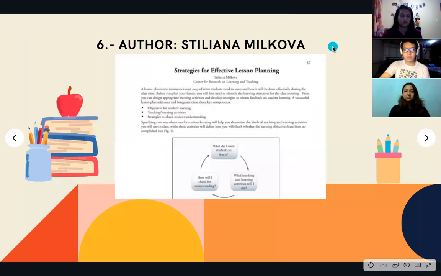The next author is Milkanova. She said a lesson plan is the instruction roadmap of what students need to learn and how it will be done effectively during the class time. Before you plan your lesson, you will first need to identify the learning objectives for the class meeting. Then you can design and prepare learning activities and develop strategies to obtain feedback on students' learning. A successful lesson plan addresses and integrates these three key components: objectives for students, teaching-learning activities, and strategies to check students' understanding.